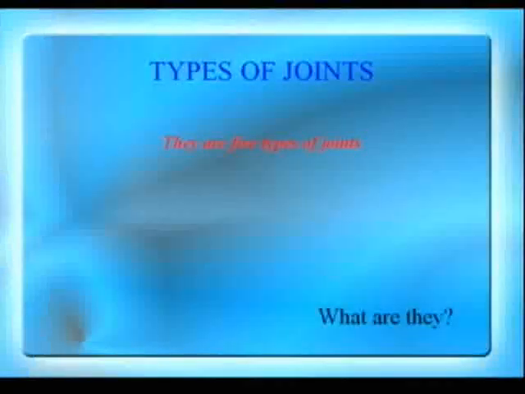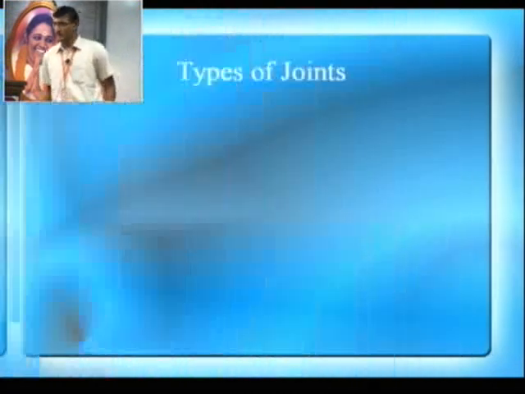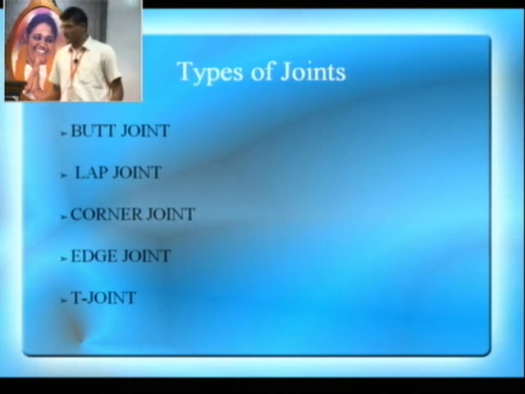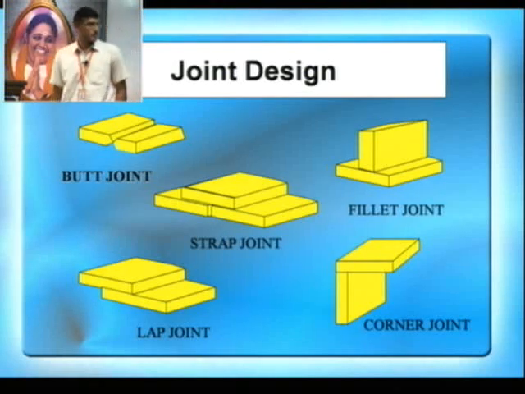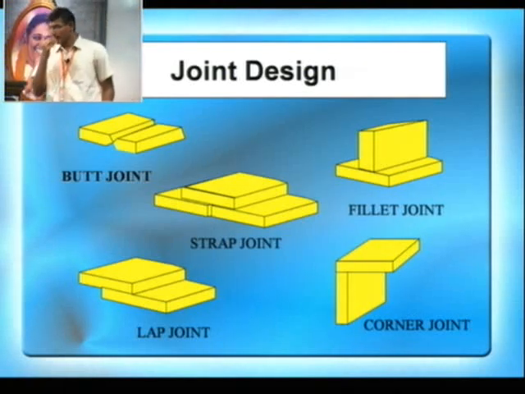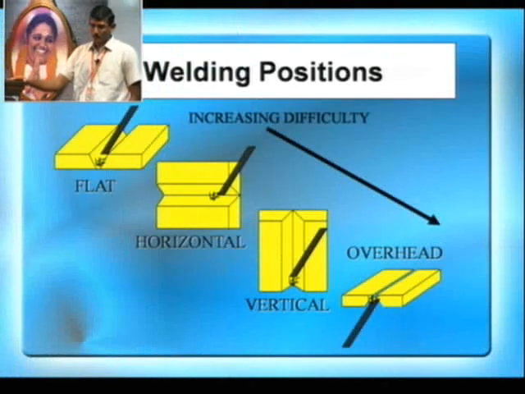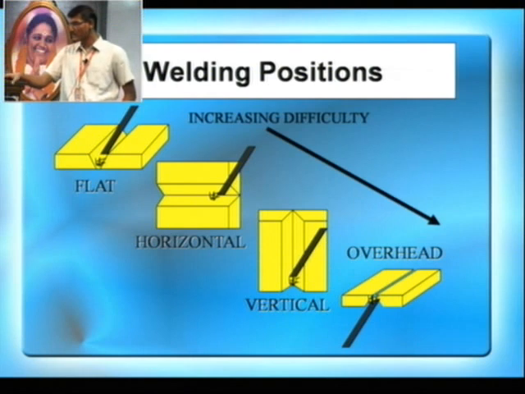Types of joints. There are only 5 types of joints in welding: butt, lap, corner, edge, and T joints. This slide shows some images of those joints. During the welding process, the welding position plays an important role. There are only 4 positions: flat, horizontal, vertical, and overhead.